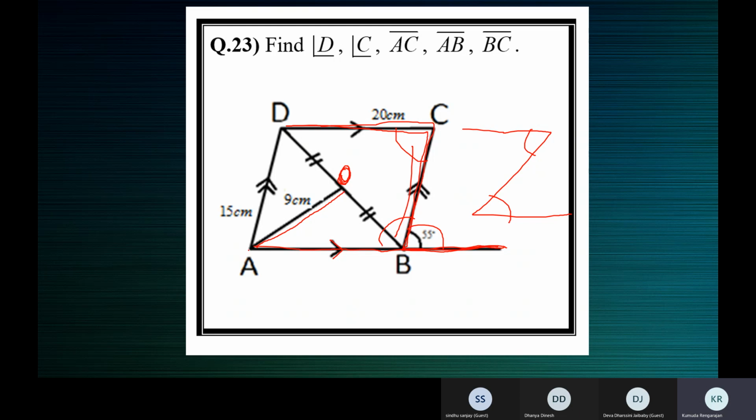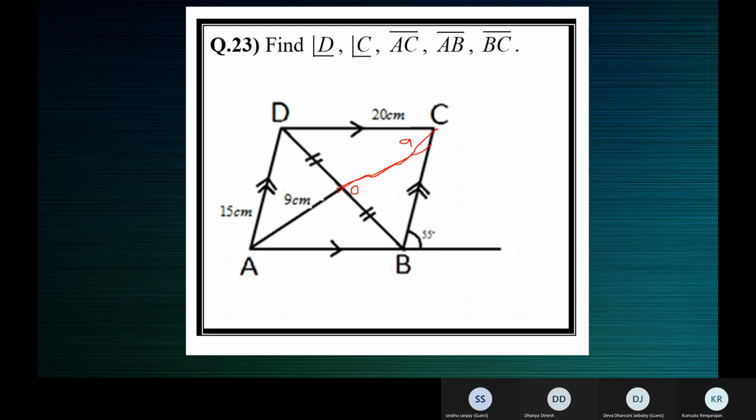So this is AO, which is 9 centimeters. But the diagonals bisect each other, so OC is also 9. We'll call this O. AO is 9, OC is also 9. Okay, ignore it, it's not able to connect. So 9 plus 9 is 18. AC is equal to 18 centimeters.